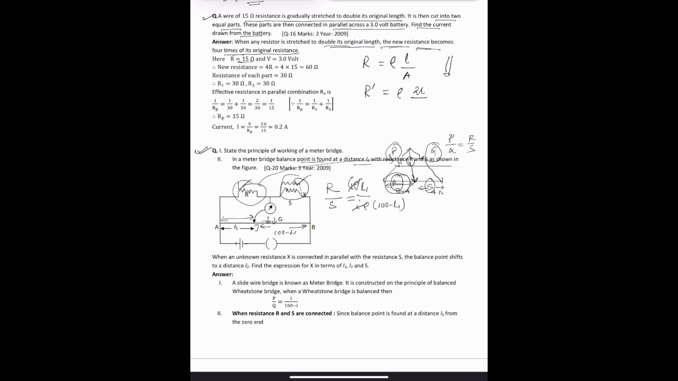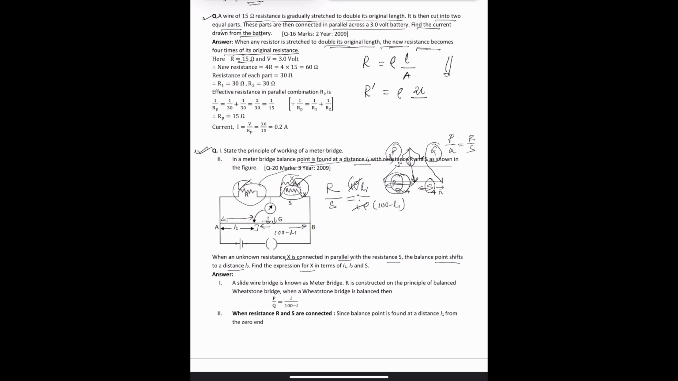So let us see, when unknown resistance X is connected in parallel with the resistance S. Now here this unknown resistance X is connected in parallel with S. S is already there and unknown resistance X is connected. So the balance point shifts to a distance L2. Find the expression for X.